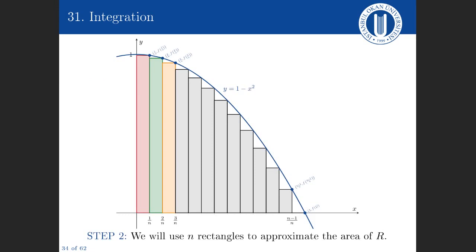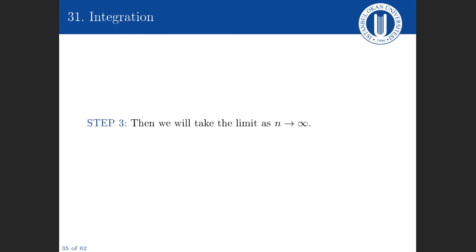And then on each one of these pieces, we're going to draw a rectangle which fits inside the region R. This point, if you can read the writing, is the point we've called 1 over n, f of 1 over n. And then we have the point 2 over n, f of 2 over n, 3 over n, f of 3 over n, etc. We're going to be using these n rectangles to approximate the area of R. And then we're going to take the limit as n tends to infinity.